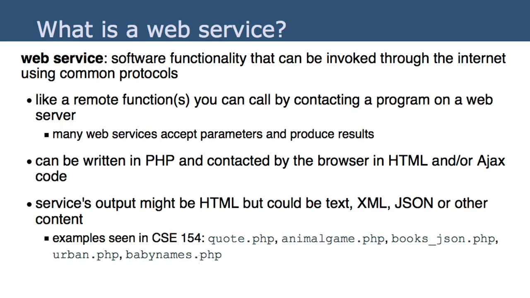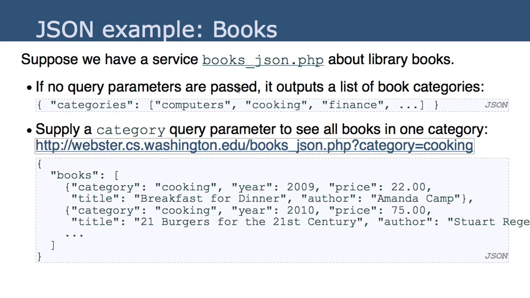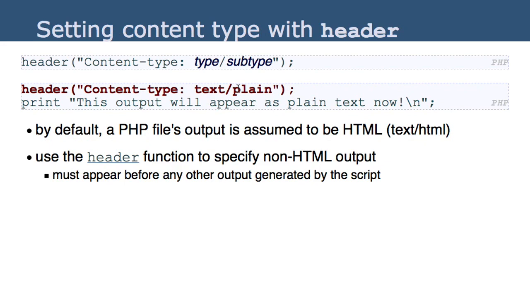So a web service can output different types of data. By default, the web server is configured to assume that you're going to output HTML code. But in order to communicate to the browser that we're sending a different type of data, we're not sending HTML code, we're sending JSON, or we're sending XML, or we're sending plain text. If we just make a request to a .json file, the web server will know, okay, that's a JSON file. I'm going to communicate to the web browser that this is the JSON file. And the way that it does that is it sends what's called a header.